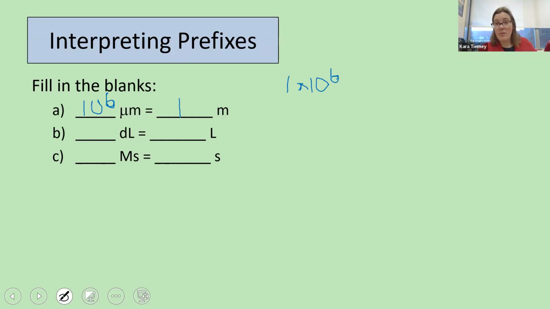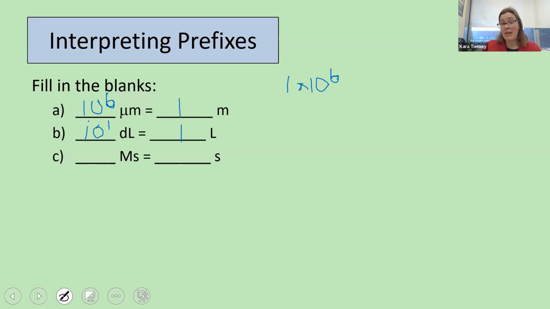Okay, let's try the next one. Deciliter and liter. The liter is bigger, so I give it the 1. Deci is 10 to the negative 1. I make it positive. That is 10 to the first. Now that is equivalent to just 10. So if you wrote 10 or 10 to the first, either one's okay.